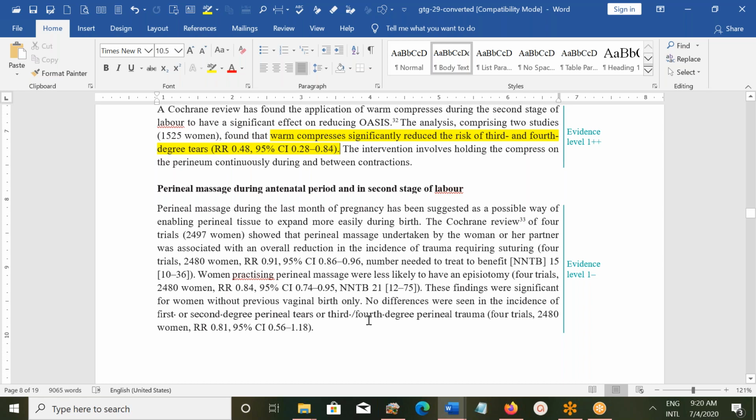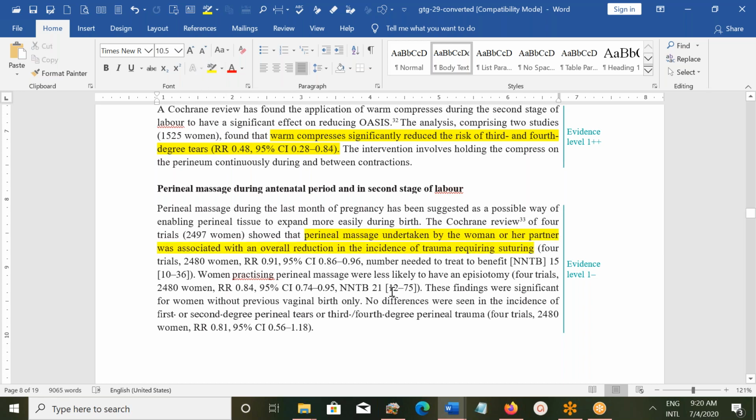They don't know. Then regarding perineal massage during the antenatal period and in the second stage of labor, it has been suggested that perineal massage should be done in the last month of the pregnancy, and also during the second stage of labor. When they carried out this Cochrane review of 4 trials, it showed that perineal massage undertaken by the woman or her partner was associated with overall reduction of the trauma requiring suturing.